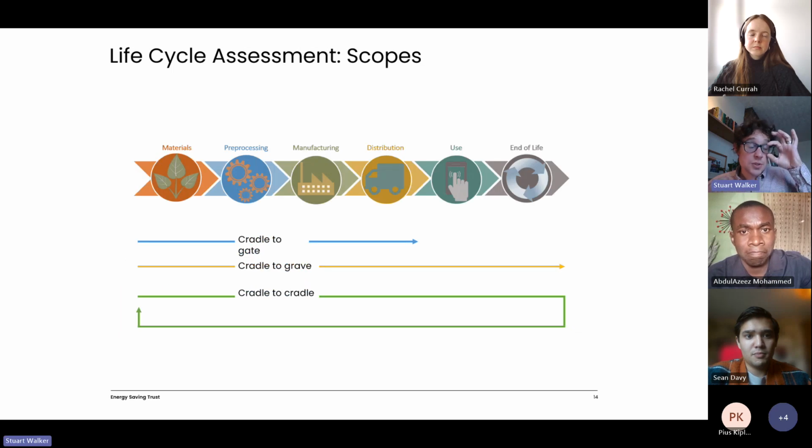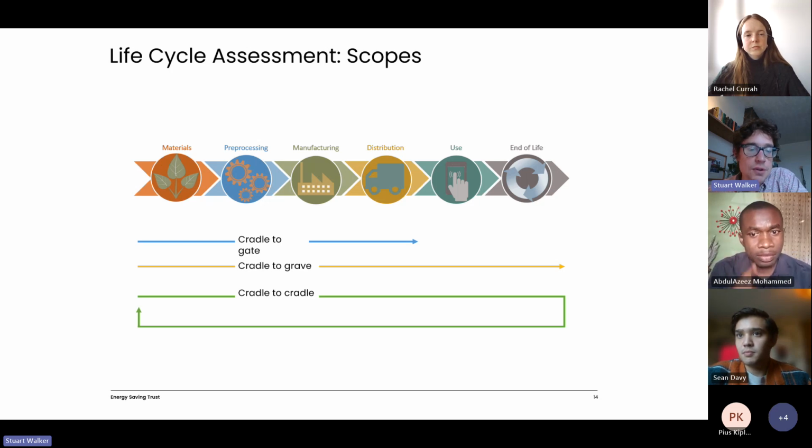Okay, so the actual process of undertaking life cycle assessment, we'd look across the life cycle scopes of a product. So across, as you can see in the diagram there, from materials through some sort of processing and manufacturing stages, distribution if we transport a product, through use and through the end of life. You can see all those stages can have an impact. So there are a few common scopes that we might look at.